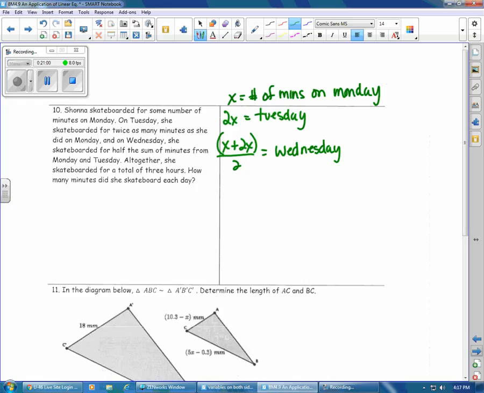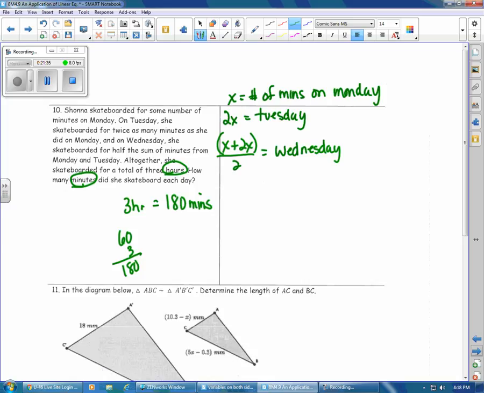Altogether, she skateboarded for a total of 3 hours. How many minutes did she skateboard each day? So I want you to notice here that they're mixing hours and minutes. So the first thing I'm going to do is take 3 hours and say how many minutes is 3 hours. So we know that there's 60 minutes in 1 hour. So 60 times 3 is going to be 180. So that's 180 minutes. We need to keep our units the same.